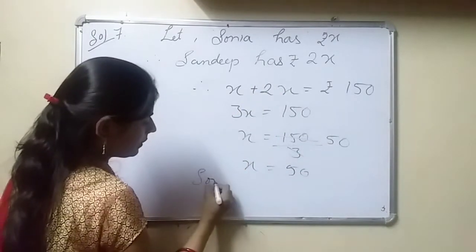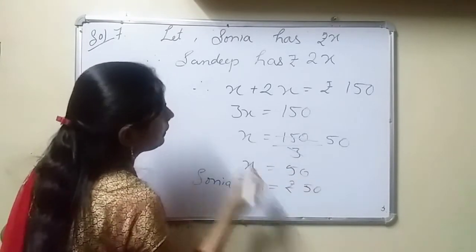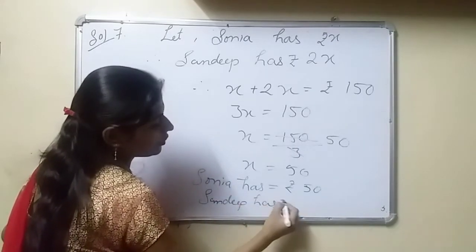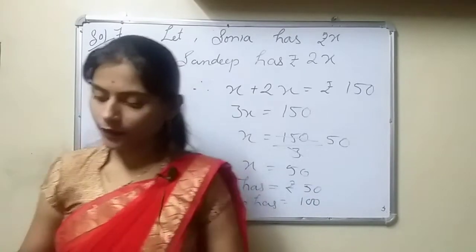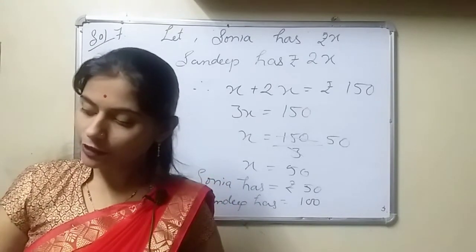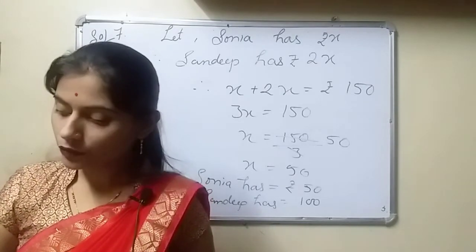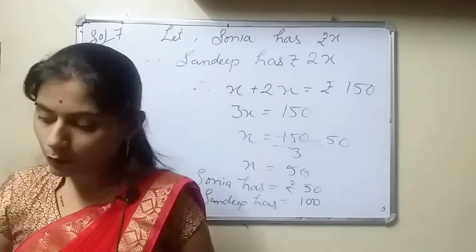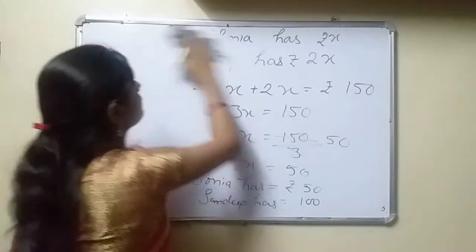Now see, Sonia has rupees 50 and Sandeep has twice of Sonia, that is 2 into 50, it will become 100. Now see, next question. Question number 8. Ruchi and Sindhu went shopping. Sindhu had twice the amount of money as Ruchi. Ruchi shopped for utilities worth rupees 60 and Sindhu spent 210 rupees. Now both of them have the same amount of money left. How much money did each one of them have at the beginning? So see question number 8.